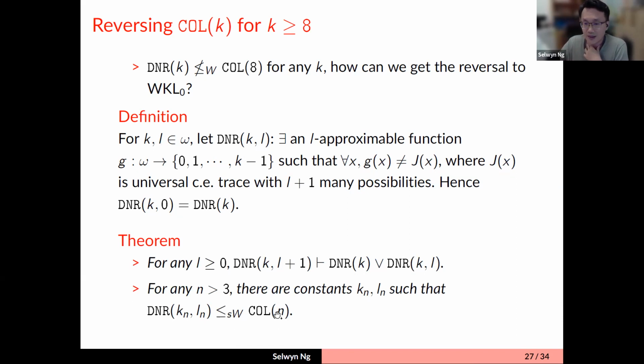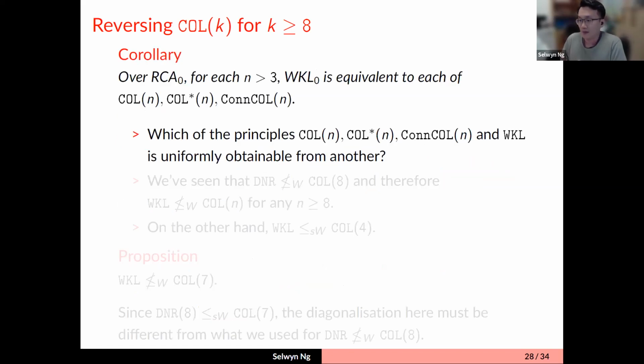Furthermore, for any n, the n-color theorem will reduce to DNR with some suitable parameters Kn and Ln. So this shows, in particular, that the n-color theorem for any n is going to be equivalent, and this is again true for the other two principles, with slightly different proofs.